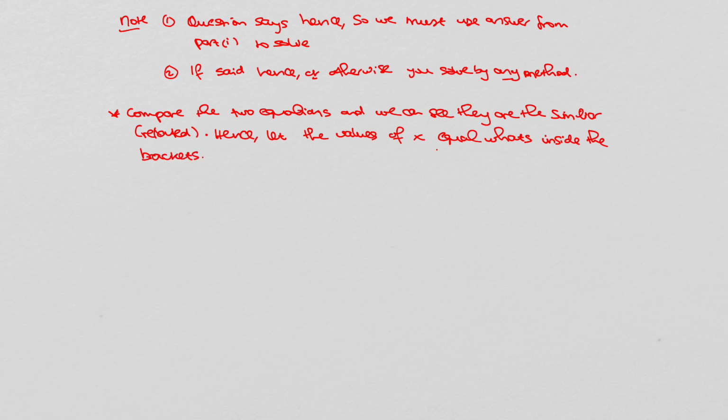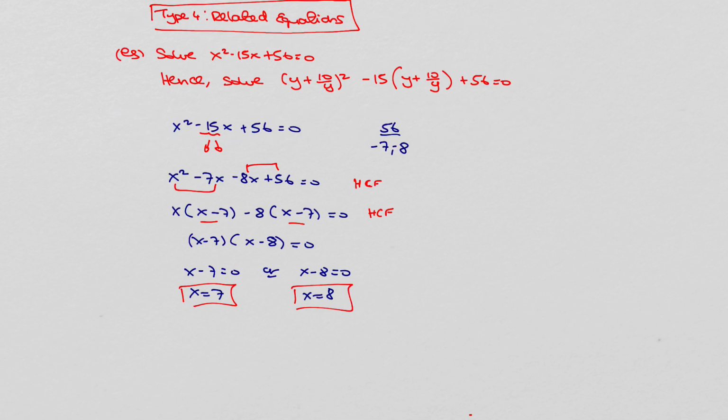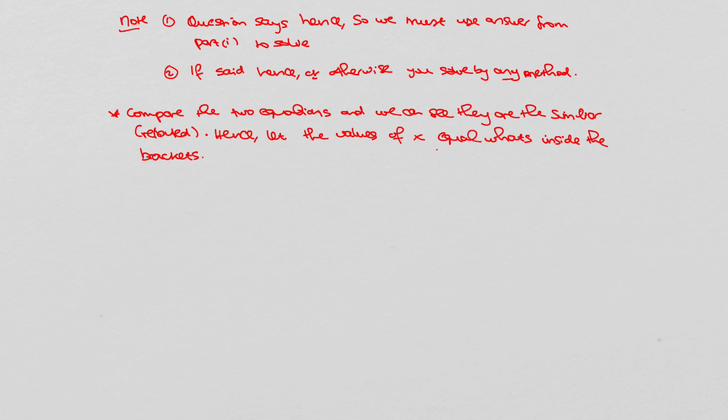So if we go back to that equation, you can see what's inside the bracket there. It's y plus 10 over y. So we're going to let y plus 10 over y equal our two values for x, which is 7 and 8. So therefore what that means is that we have y plus 10 over y equals 7, or y plus 10 over y equals 8. So we're going to solve two equations now. And of course we have fractions here, so our lowest common denominator is y.